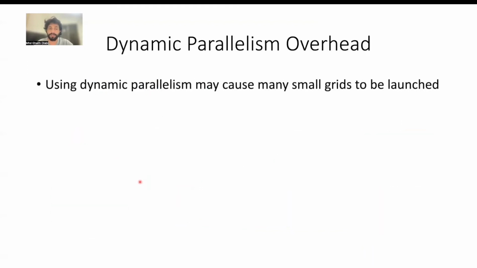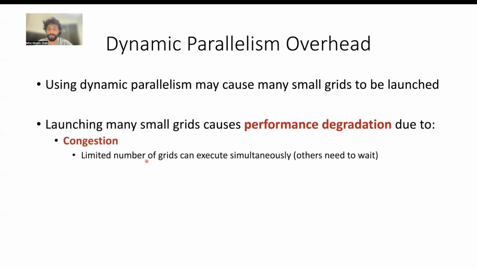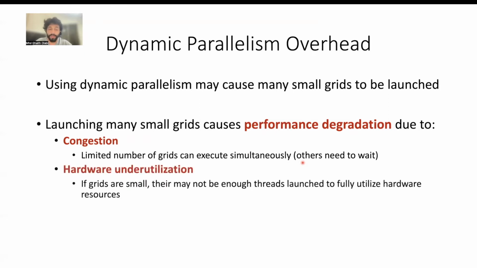However, in practice, using dynamic parallelism may cause many small grids to be launched, and launching many small grids causes performance degradation due to congestion, because devices do have limitations on how many grids they can execute simultaneously. So when we launch a huge number of small grids, eventually some grids are going to have to wait. Instead of executing in parallel, they would execute serially. Also, hardware underutilization: if we launch a lot of small grids, there might not be enough threads launched to fully utilize the hardware resources.